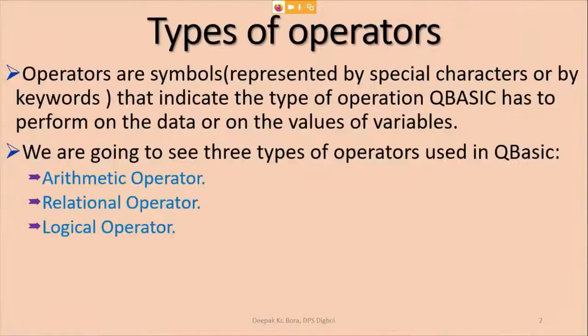This is just the beginning. Now see the types of operators. I'm revising the things so that you may remember. Operators are symbols that are basically used to indicate the type of operation the QBasic system performs. There are three types of operators that we have studied till now: arithmetic operators, relational operators, and logical operators.